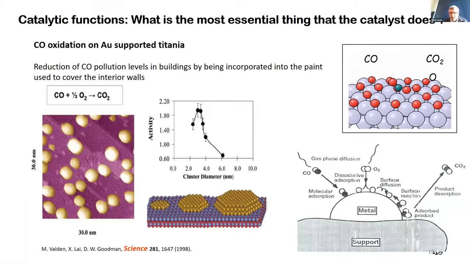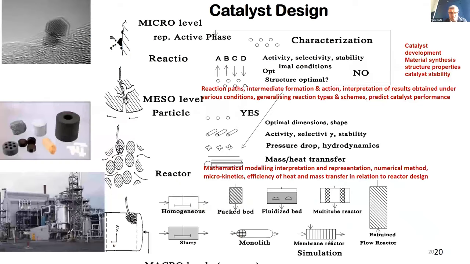And of course, for having the best performances of this catalyst, we need to control the particle size, and also other issues related to the engineering of the catalyst, like the shape and also the reactor. Here I show the chart for the catalyst design, which starts from the laboratory level with the explorative research to the engineering studies that deal with some issues like mass and heat transfer, the problem of pressure drop, etc.